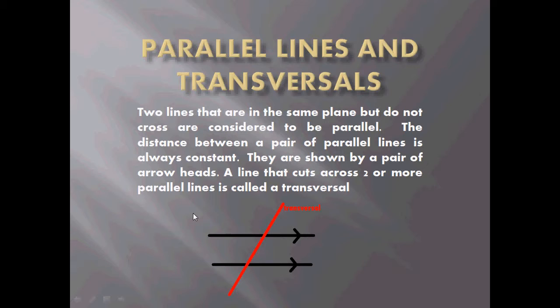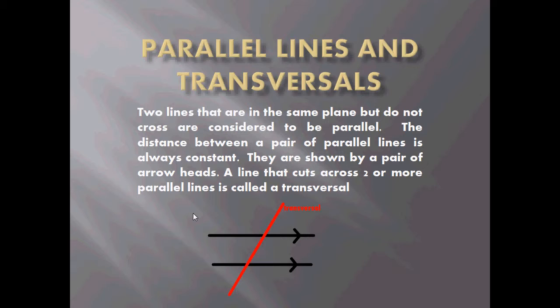Okay girls, the next topic that we're going to be looking at is the angles formed when we have parallel lines which are crossed by another line, which we call a transversal. You remember that parallel lines are two lines in the same plane, but they remain a constant distance apart, so that means they'd never meet.